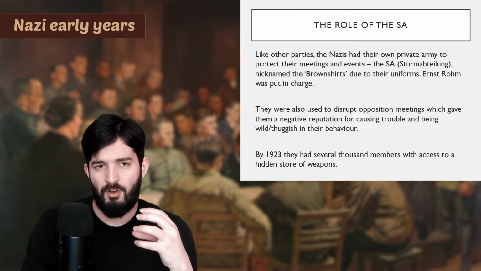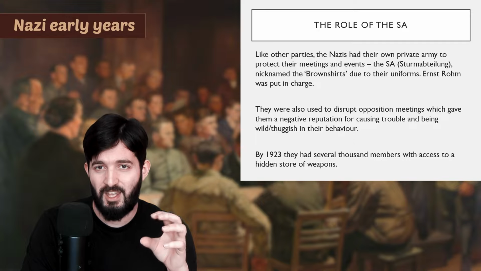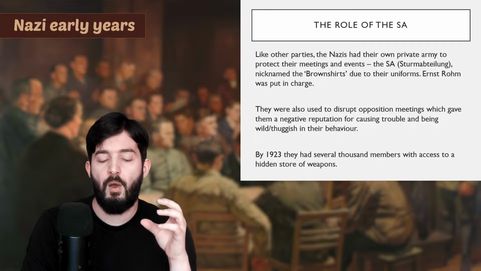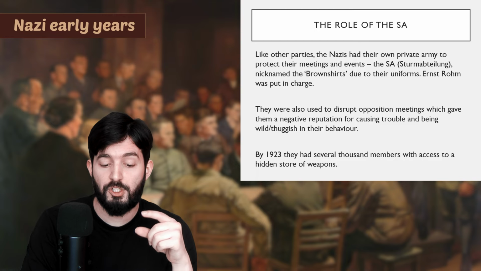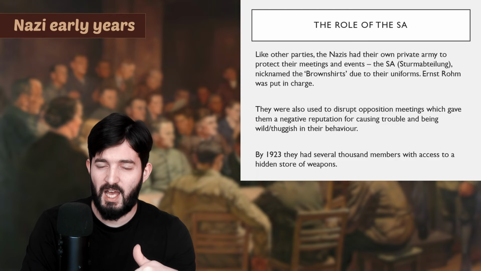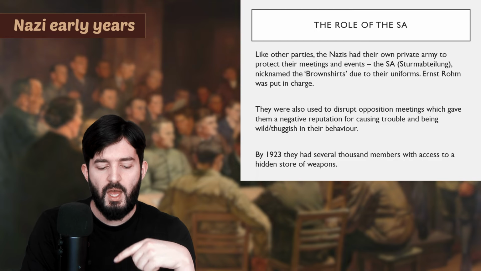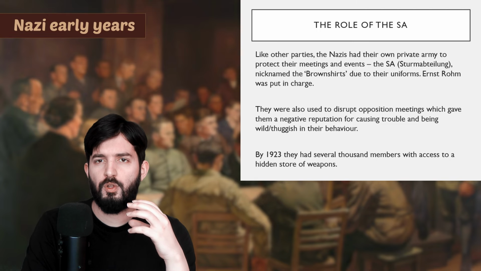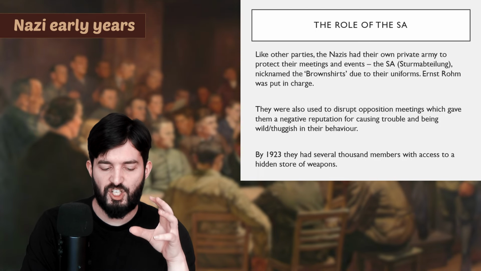Because of the nature of how violent and unstable Germany is in the early 1920s, many other political parties also have their own private army. So the SPD has theirs, the communists have theirs. And so they're generally always used for the same range of purposes.